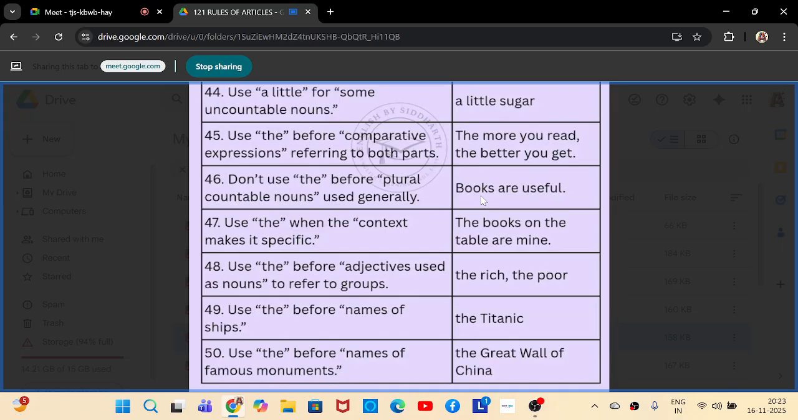But if I want to speak specifically about a group of peacocks or a group of roses, then I have to use which article?